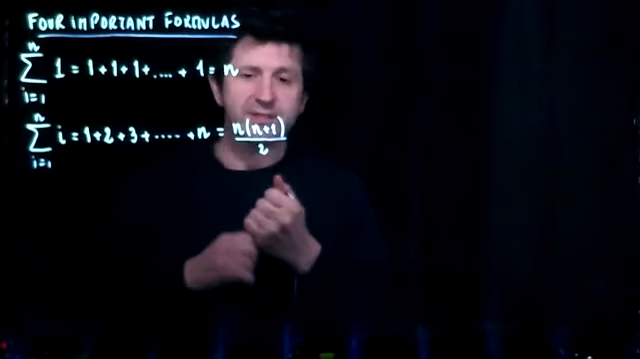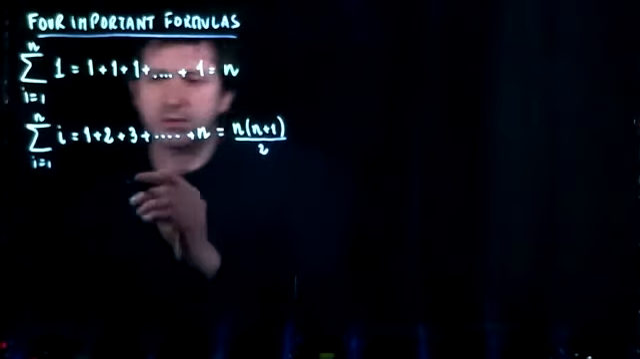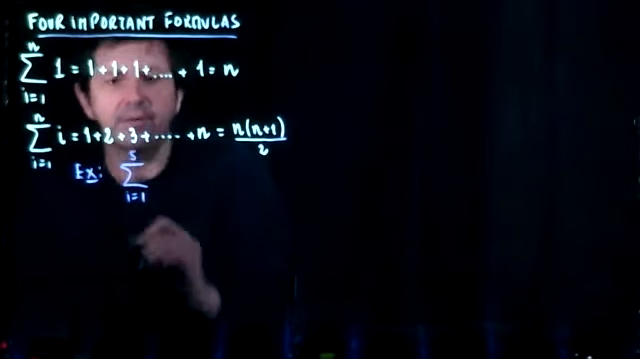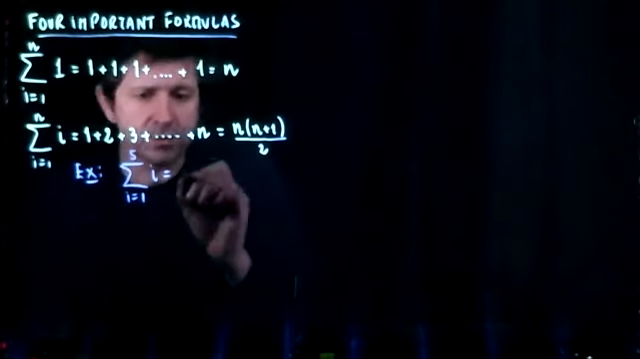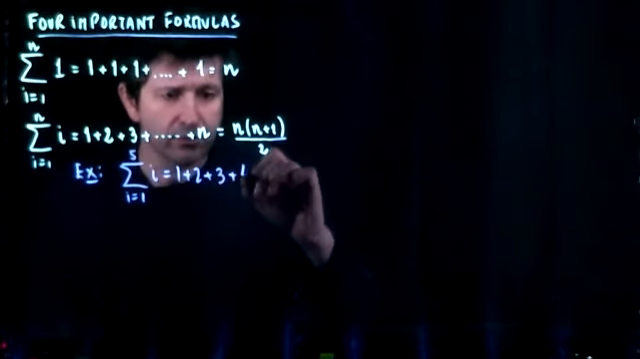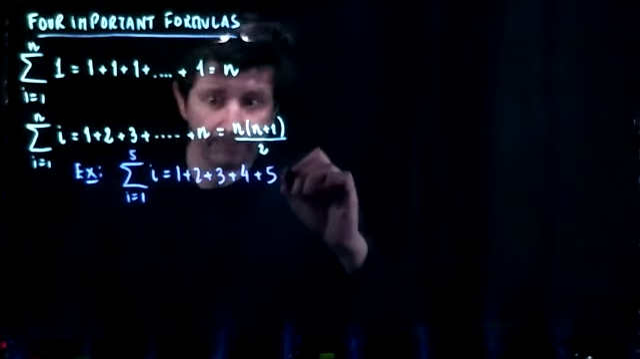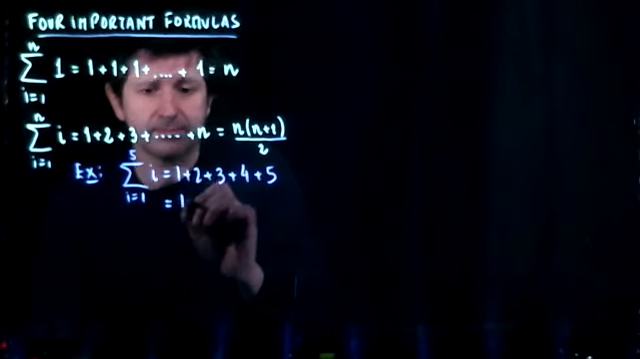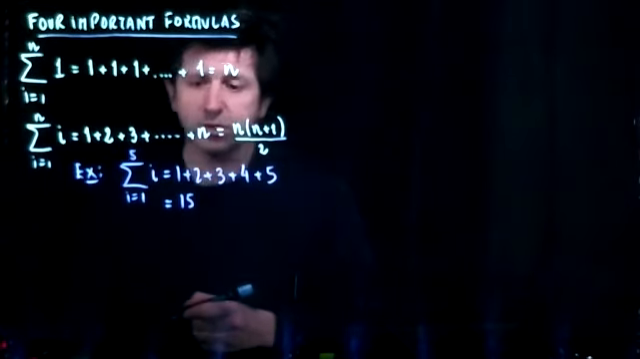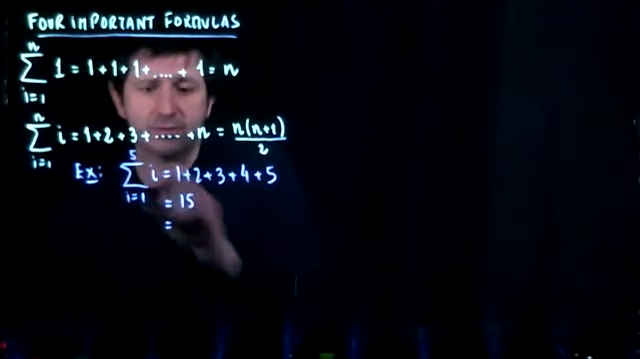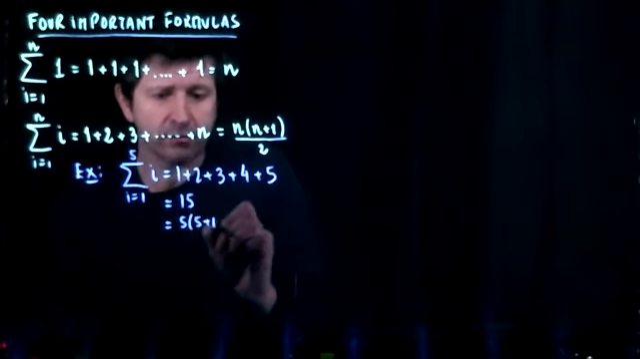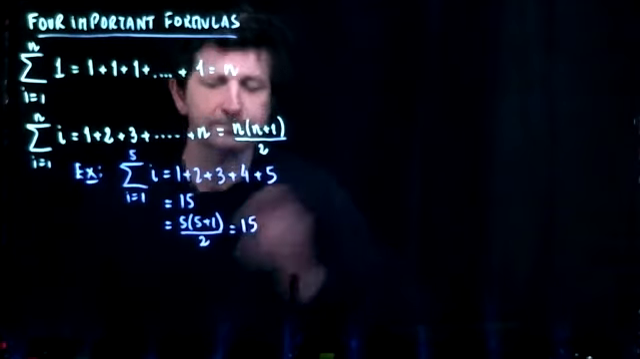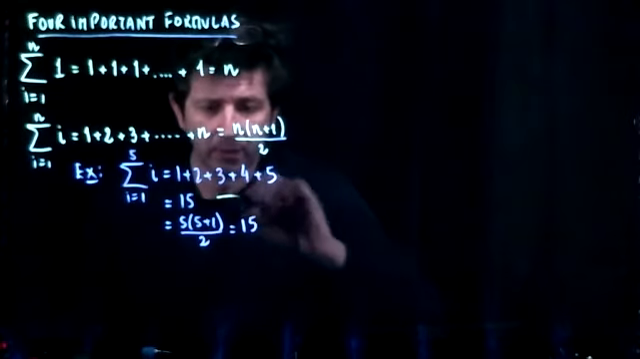Okay, so let's do an example just for you to see and feel how this works. Let's say the sum i equals 1 until 5 of i. Well, this is 1 plus 2 plus 3 plus 4 plus 5. If you calculate this, you get 3, 6, 10, 15. And if we do it using the formula, n is 5, so n times n plus 1, so 5 times 5 plus 1 over 2. 5 times 6 is 30, 30 over 2 is 15. So as you see, this works.